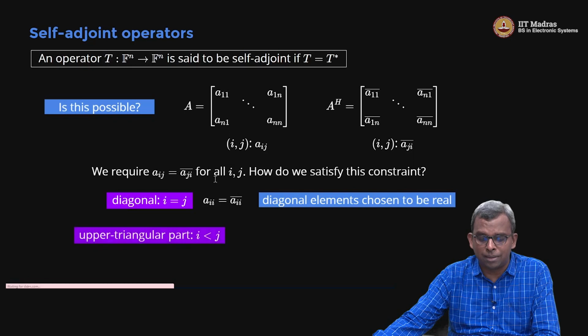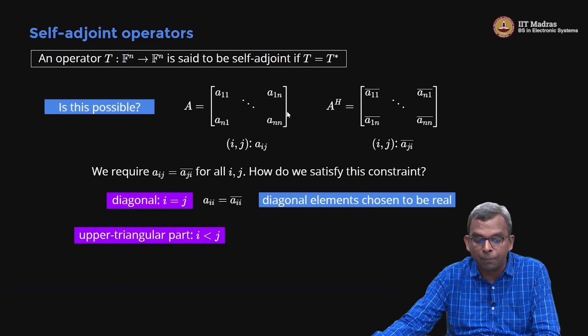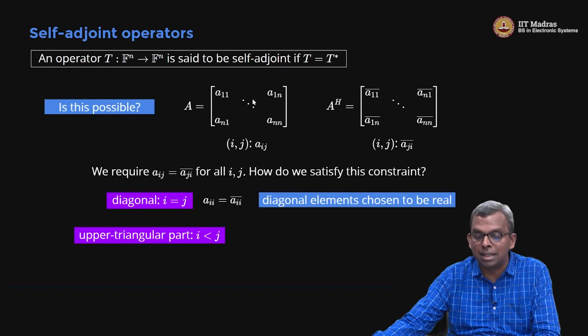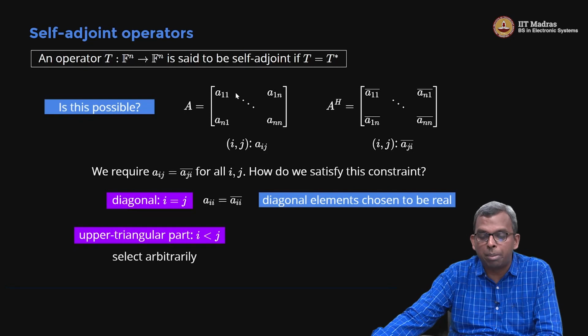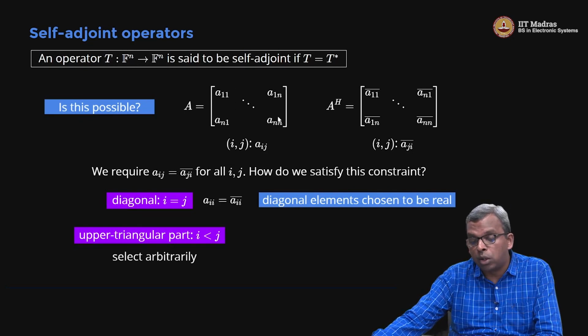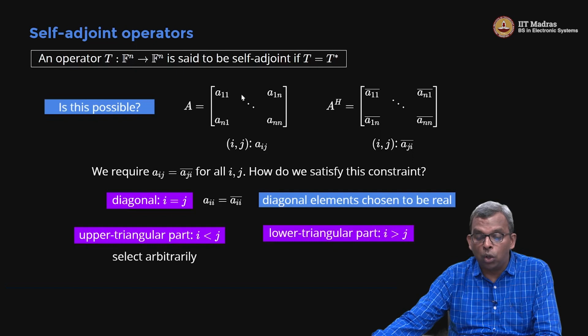What about the other guys? The other guys, you divide and conquer. You look at the upper triangular part where the row index is less than the column index, i is less than j. You select that arbitrarily, it can be any complex number. So, the diagonal part you have to pick to be real, and then the upper triangular part, when i is less than j, you can pick as any complex number, whatever number you want you can put there.